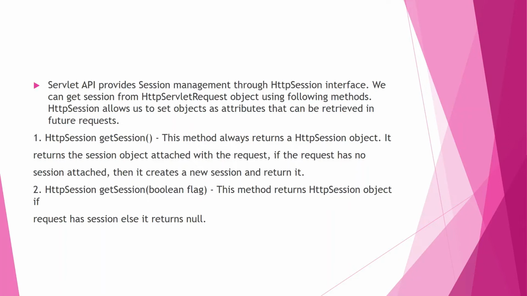HttpSession getSession: this method always returns an HttpSession object. It returns the session object attached with the request. If the request has no session attached, then it creates a new session and returns it. Second one, HttpSession getSession with a boolean flag. This method returns the HttpSession object if the request has a session, else it returns null.